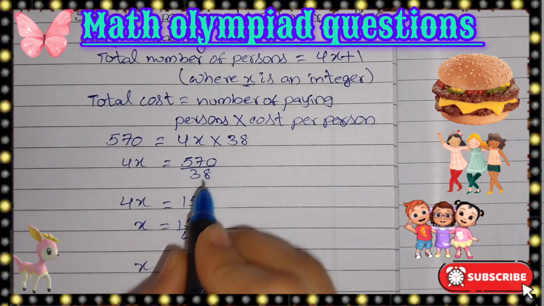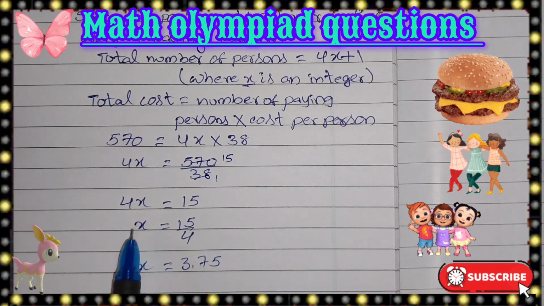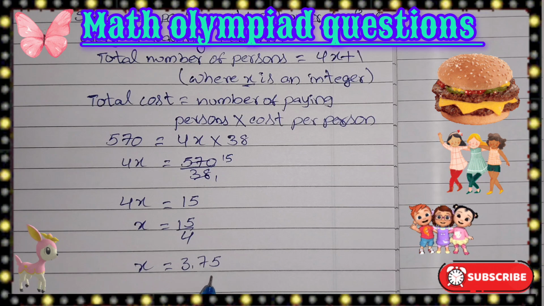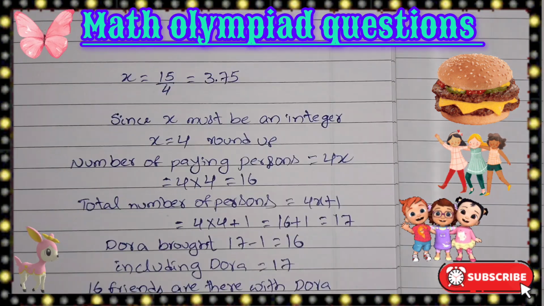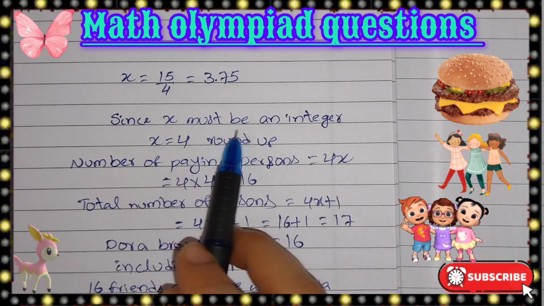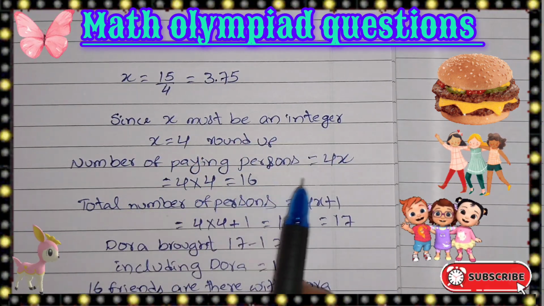4x equals 570 divided by 38. 38 ones are 38, 38 15s are 570. 4x equals 15, x equals 15/4. 15/4 is 3.75. Since x must be an integer, x equals 4, rounding up.